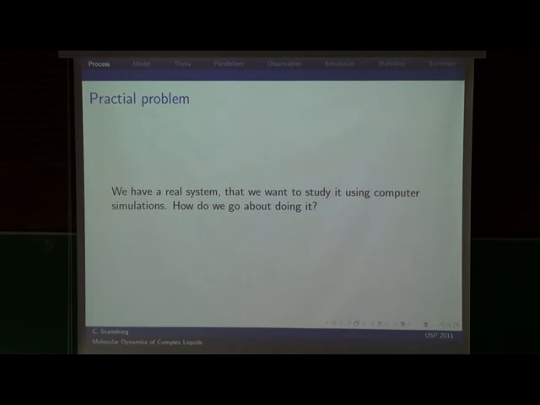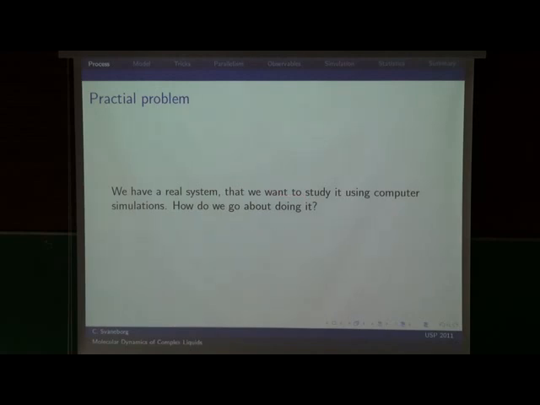Okay, so that was what was left from the talk this morning. Now I want to focus on, if you want to make a simulation, what do we need to do from a practical perspective? And if there's time, I'll end up doing a little geometry on my computer and analyzing it a bit for you. So the practical problem: we have some real system we want to study using computer simulations.